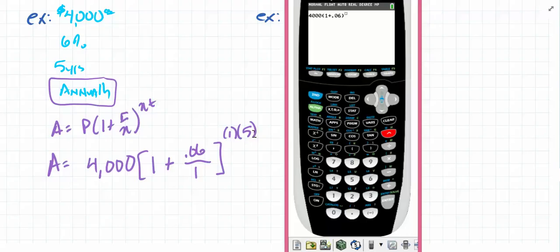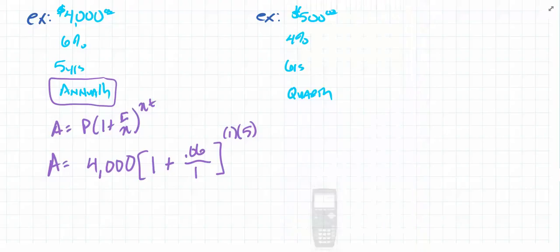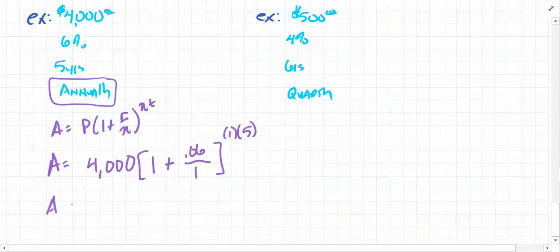Will we expect this to be more than or less than $4,000? We would expect more than, right? So if we hit enter, I'm seeing $5,352.90. Let's go ahead and write that down. So the amount is approximately $5,352.90.